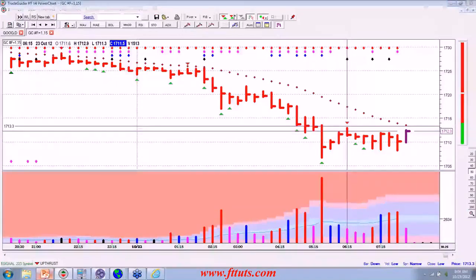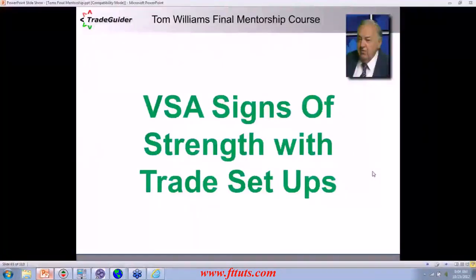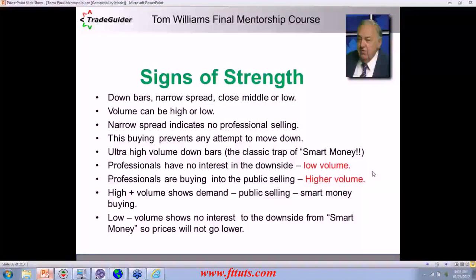It opens at 8:30. Okay, so volume spread analysis, signs of strength. Tom, what defines strength in the market when we use VSA? What are we looking for?